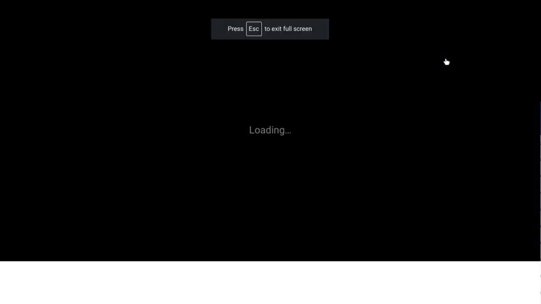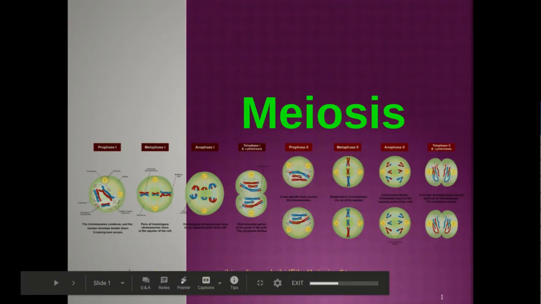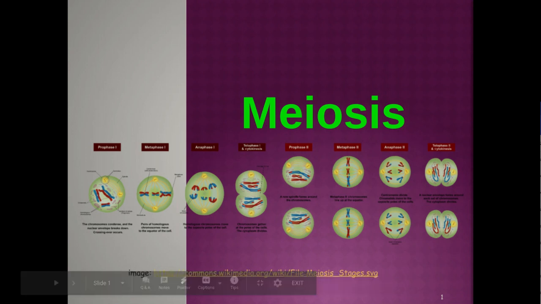These are your notes on meiosis. Remember, mitosis is the process of making body cells. Meiosis is the process of making sex cells, so either sperm cells or egg cells.